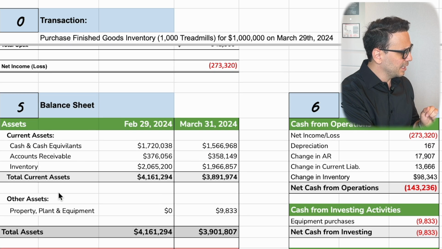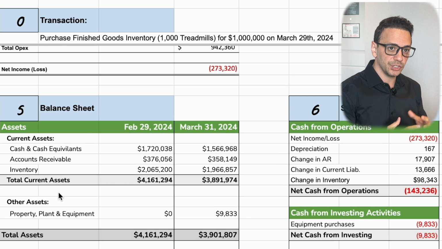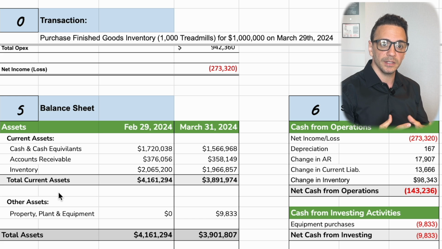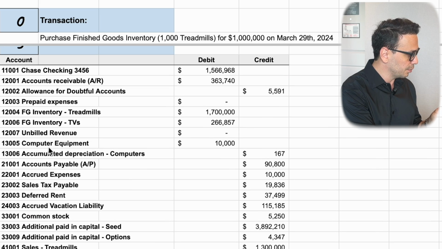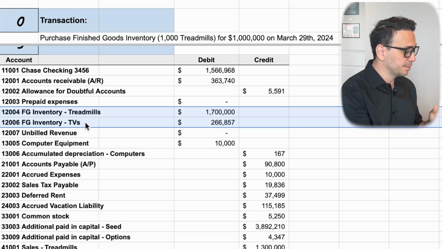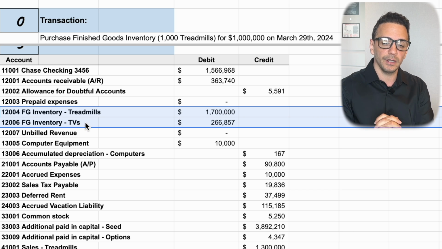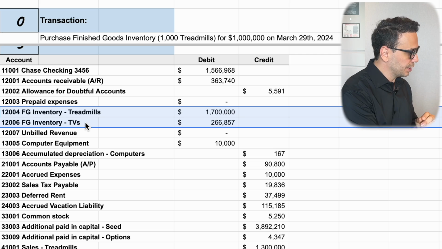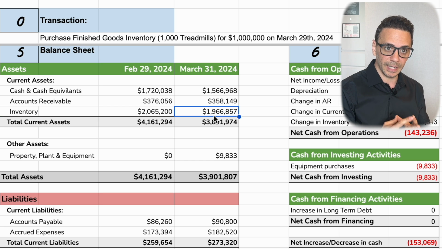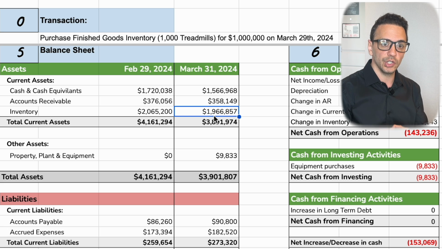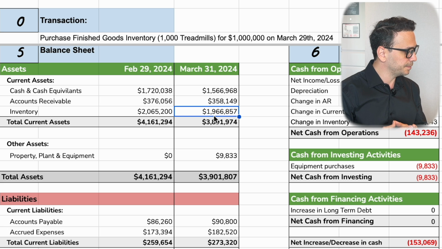Now, the next step is going to be the balance sheet. So the balance sheet is going to be a summation of the ending balances of the similar accounts on the trial balance. So for example, on the trial balance, we have two accounts that are finished goods accounts. So if you look here, we have finished good inventory and finished good TVs. These two accounts will get added together on the balance sheet as finished goods inventory. So if you look in the balance sheet here, you'll have an inventory line item that adds up the two balances together in the balance sheet. So this is where our purchase is going to show up on the balance sheet.